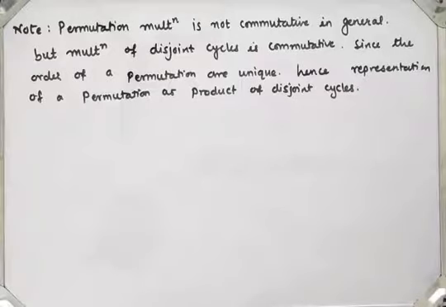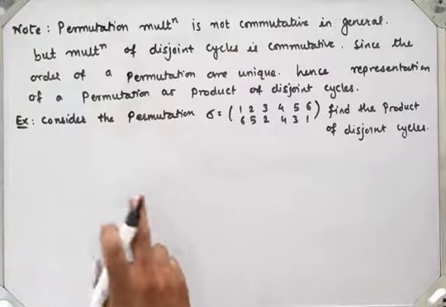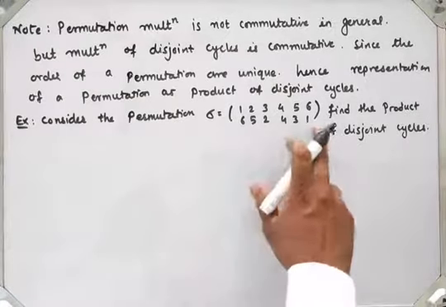Hello students, in the previous lecture we have seen the theorem that every permutation sigma of a finite set is a product of disjoint cycles, and we have seen some examples. Now in this lecture we will see one more example and then move towards transpositions. Let's see this example. Consider a permutation sigma with a total of 6 symbols.